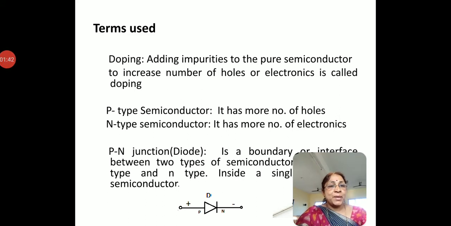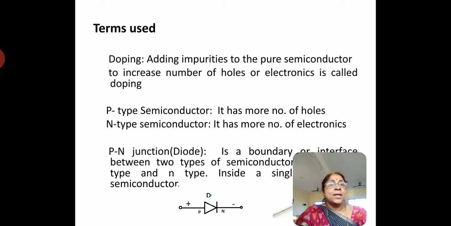In case of a pure semiconductor, for example silicon or germanium, if we add a trivalent impurity, it gives more holes, and that kind of semiconductor is a P-type semiconductor. Its majority carriers are holes and minority carriers are electrons. If we add a pentavalent impurity to the pure semiconductor, it gives an N-type semiconductor. It has more electrons, that is, the majority carriers are electrons and minority carriers are holes.